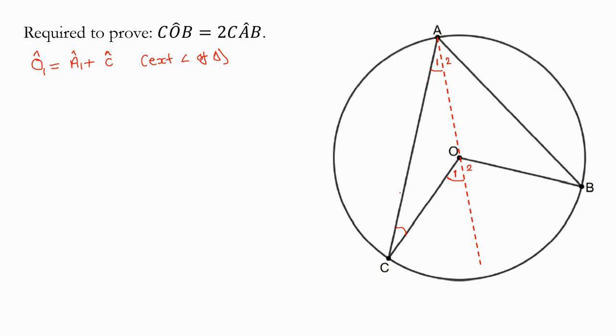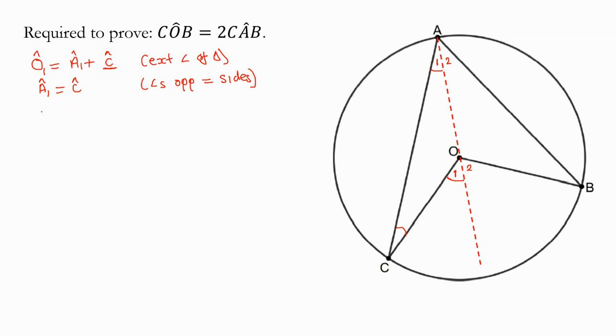Angle A1 and angle C are equal. So it means that angle A1 is equal to angle C. Why are they equal? These are angles opposite equal sides. So it means here where there is C, we can replace this C with an A because they are equal.